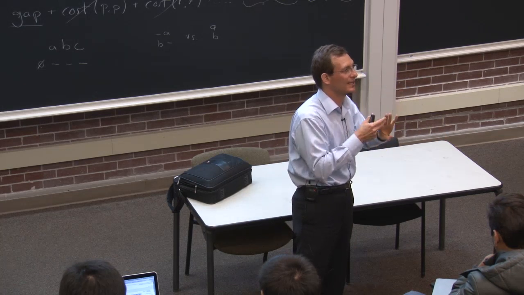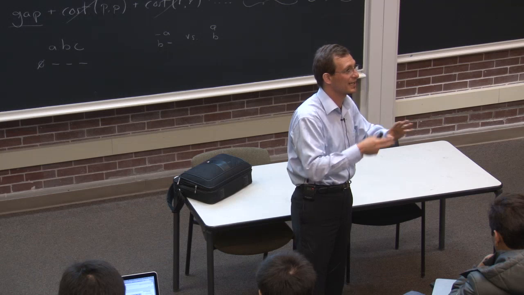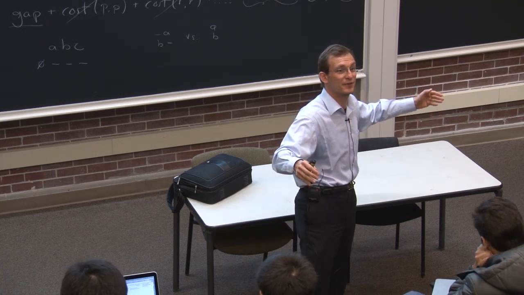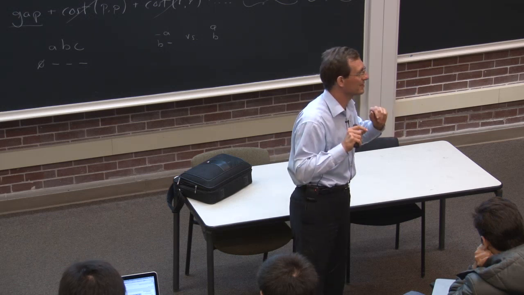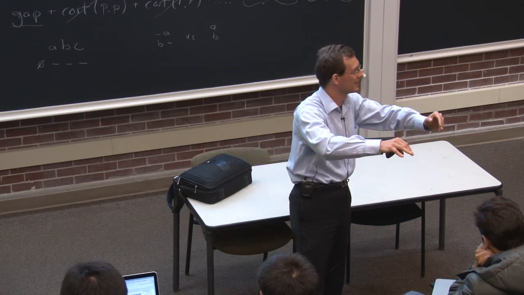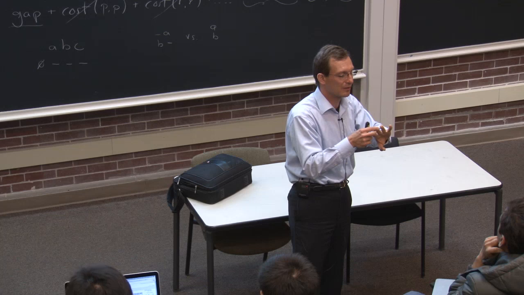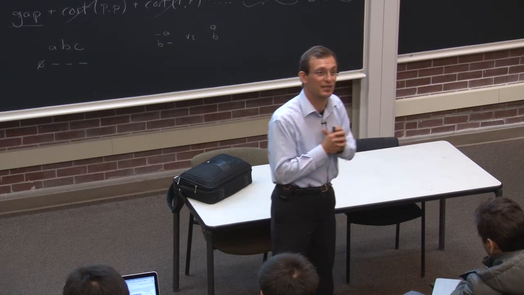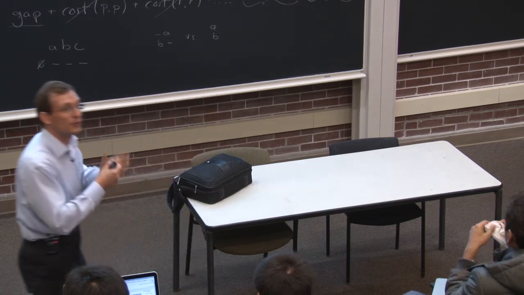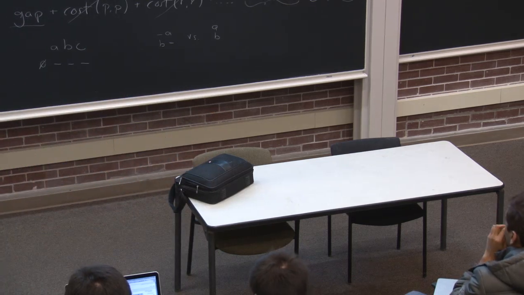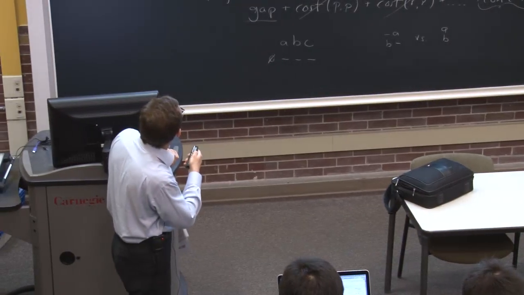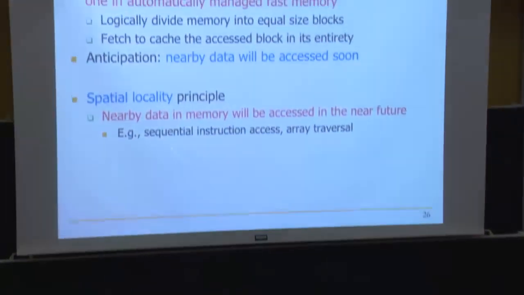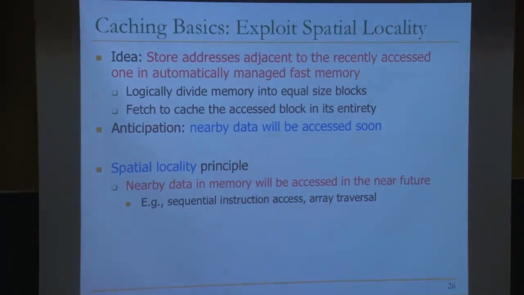Because you're not only getting that 4 byte block, but you're getting 64 bytes, including those 4 bytes. You could be getting 256 bytes, including those 4 bytes. You could be prefetching an entire page. Whenever you need those 4 bytes, you get the 4 kilobytes into your cache. Now think about the trade-offs involved in this. What if you don't use that data? Because it's an anticipation. Basically, the principle is that nearby data in memory will be accessed in the near future, and I've given you examples of this.